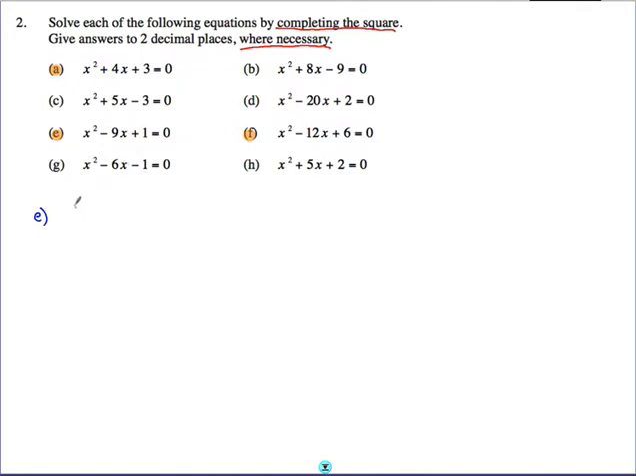Question 2e. So x squared minus 9x plus 1 is equal to 0. Remember, complete the square for this. So it's x minus half of 9, which is 4.5, squared. Now, subtract 4.5 squared. That's subtracting 20.25. That's what 4.5 squared is. And we still have a plus 1. And that is equal to 0.